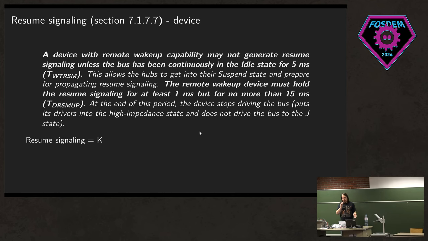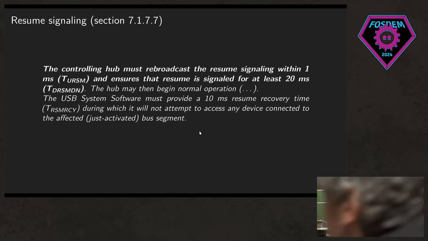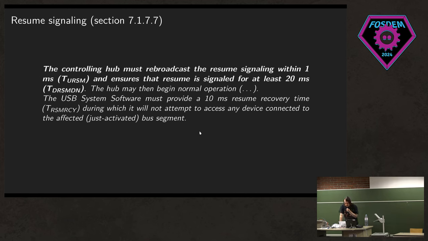And what if it's the device that wants to wake itself up? It cannot wake itself up until it has been in suspend for at least 5 milliseconds. And then it can, and it must hold the resume signaling, which is still K, for at least 1 millisecond, but for no more than 15 milliseconds. And the controlling hub, which is the hub that actually handles the resume and suspend, as there might be more in the tree, must rebroadcast that upstream within 1 millisecond and ensure that it is signaled for at least 20 milliseconds. So it kind of takes over that signaling.